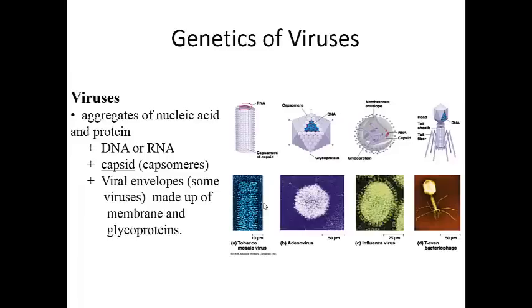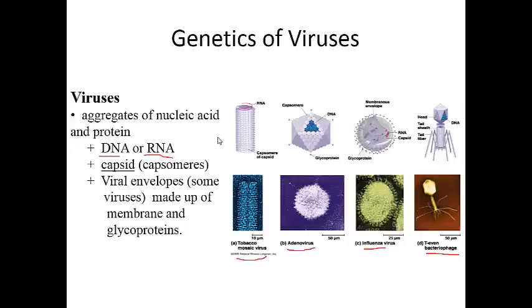Here you can see 4 different types of viruses. We see the tobacco mosaic virus, the adenovirus, the influenza virus, and the bacterial phage. Each virus is made up of genetic information. That genetic information could be DNA. It could also be RNA. Surrounding the genetic information, we have a protein coat.